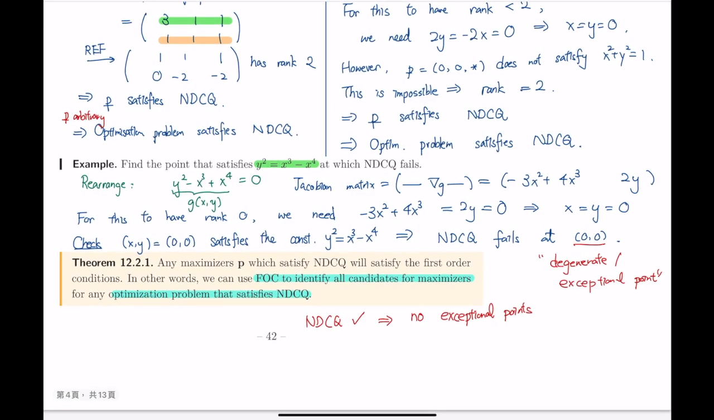Because, okay, the first order condition would identify all possible candidates for the maximizer. So for the point that maximizes the objective function. And that's why NDCQ is important for us. Because if a problem satisfies NDCQ, we just need to solve the first order condition. And then whatever comes out from the first order condition, we can tell one of them would be the maximum point. Okay? It will give me the maximum point.